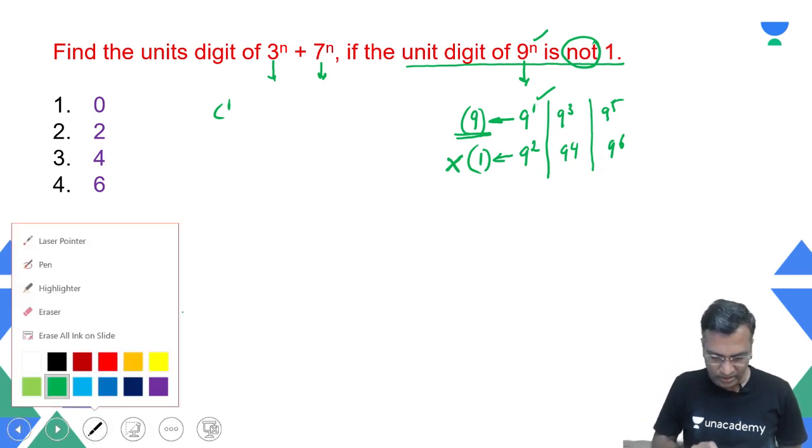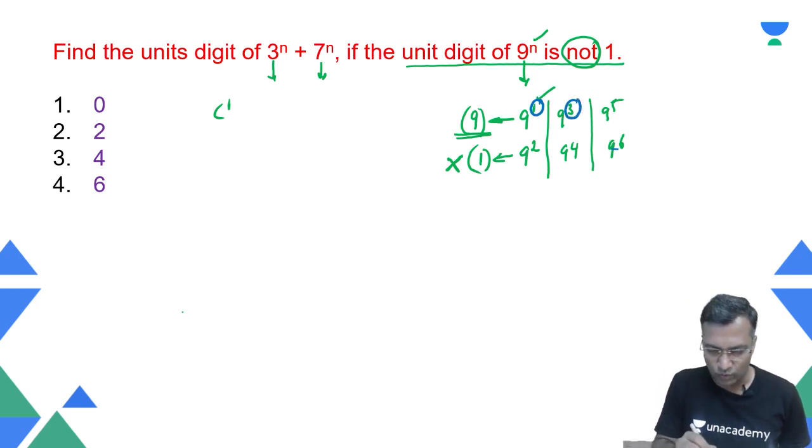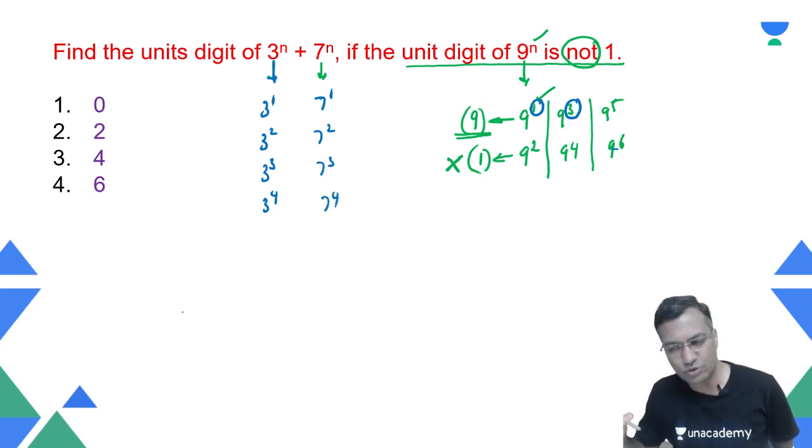All right, that's an important thing here. One test case is with 1. The other test case is with 3. Why? Because 5 will be equivalent of 1. When you write here the cyclicity for 3, you have 3 power 1, 3 power 2, 3 power 3, and 3 power 4. Same way you go with 7 power 1, 7 power 2, 7 power 3, and 7 power 4. Right? Same way you go like this as well.